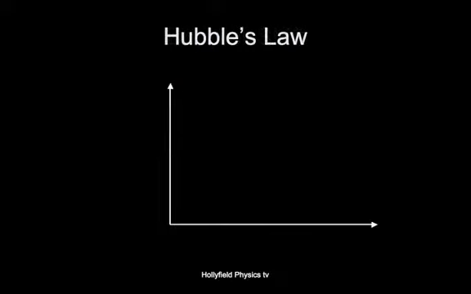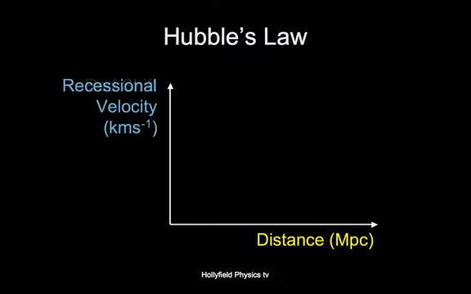And he plotted redshift against the distance. Now, distance, because we're talking about galaxies, measured in megaparsecs, millions of parsecs. The redshift relates directly to the recessional velocity. So this is what he plotted. And his results absolutely astounded him. He got a perfect straight line.